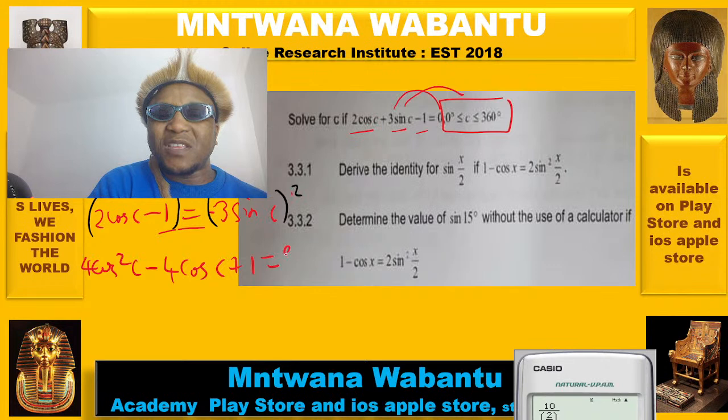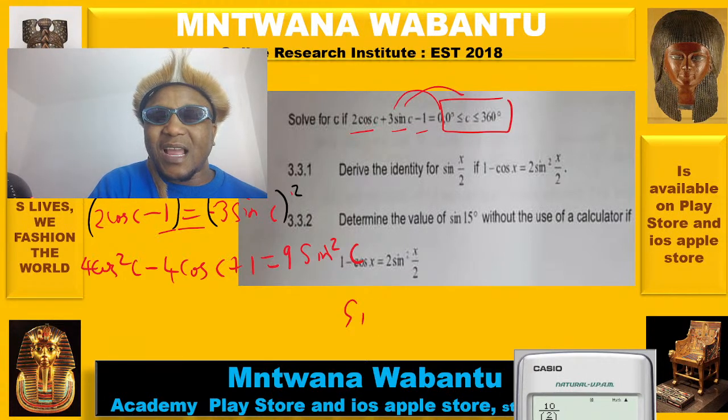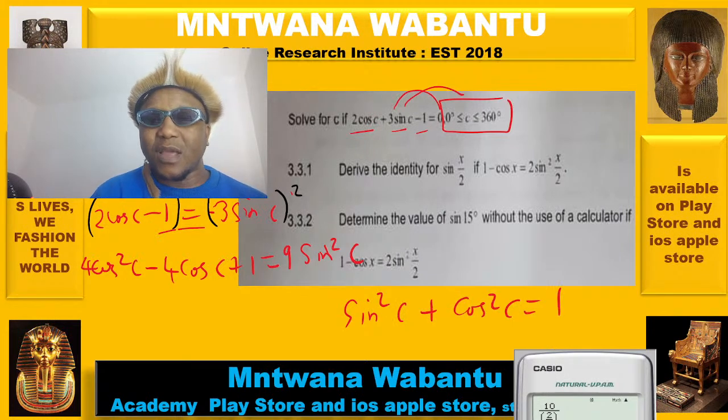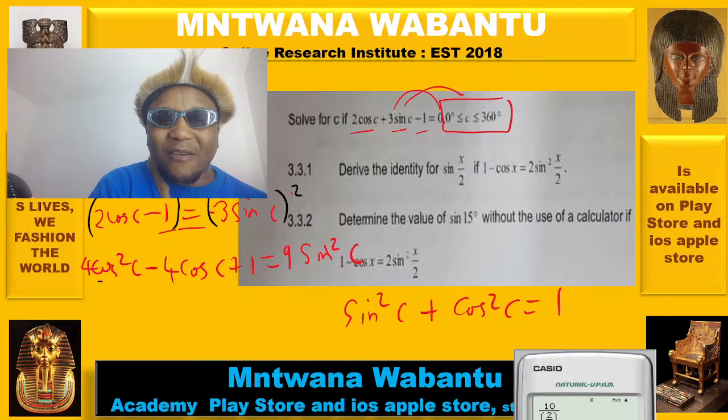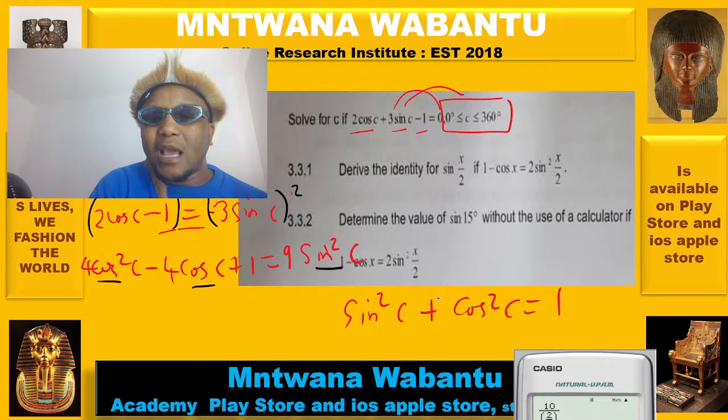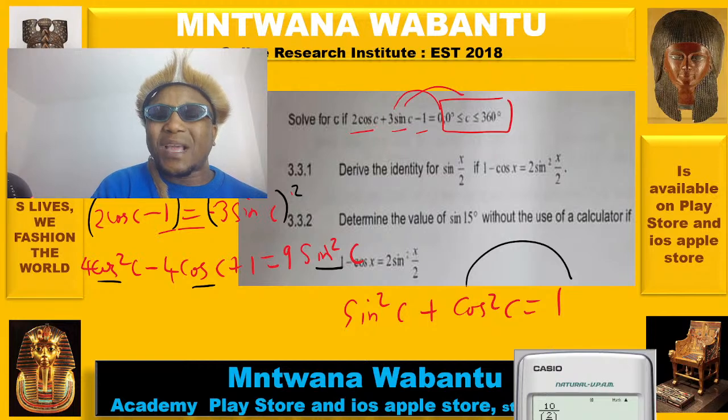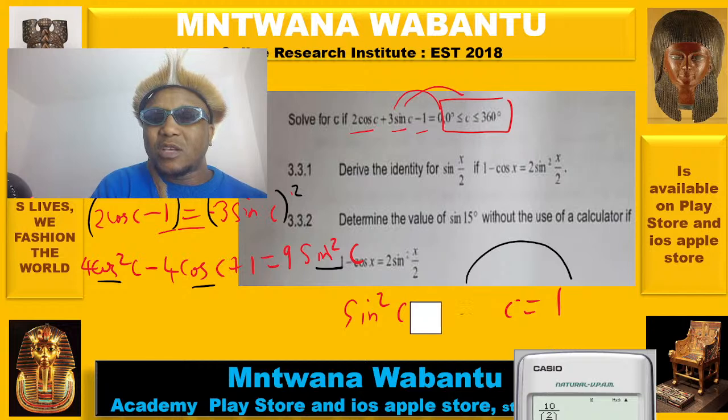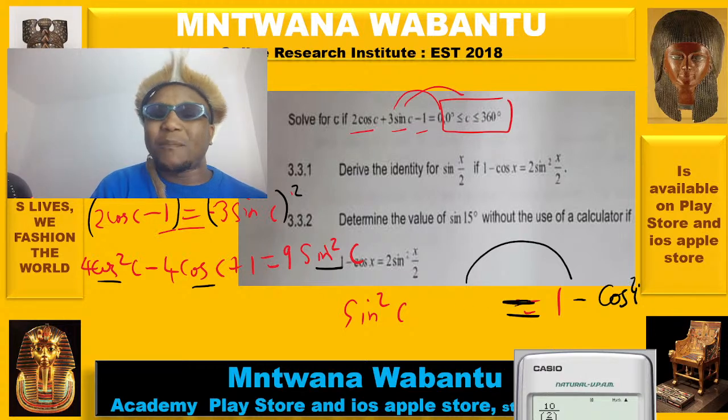When you expand this, it's going to be 9 sine squared c. But from the trig identity, we know sine squared plus cos squared equals 1. I want to replace this, because I have a cos here and a sine there. So if I take it over, sine squared c equals 1 minus cos squared c. If it goes over, it becomes minus cos squared c.